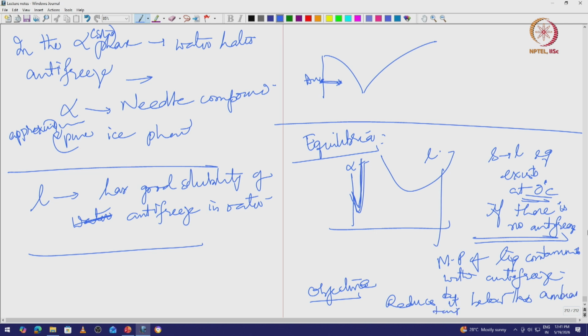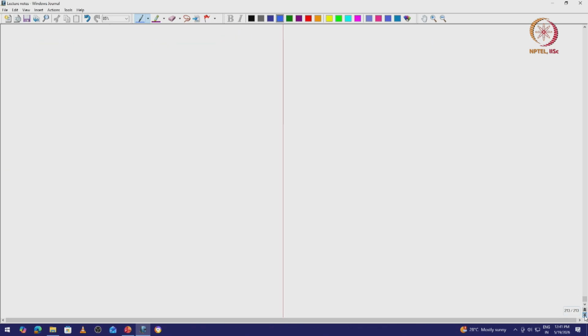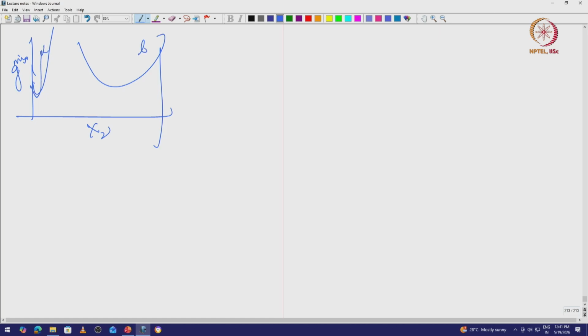Okay. All right. So equilibria. So how do I solve problems of equilibria? Right. So this is actually going to tell you how to do that versus x2. So this one and this one. This is liquid. This is alpha. Actually, it's much more steeper.